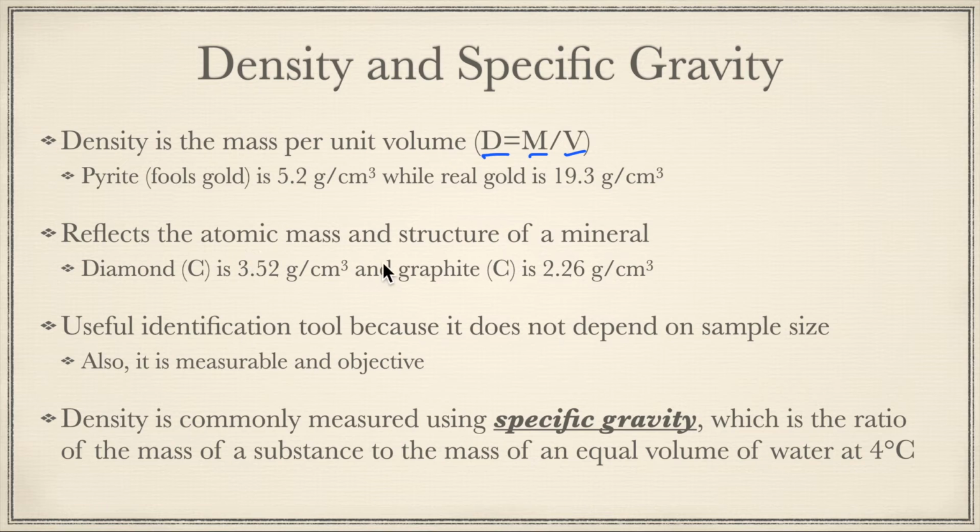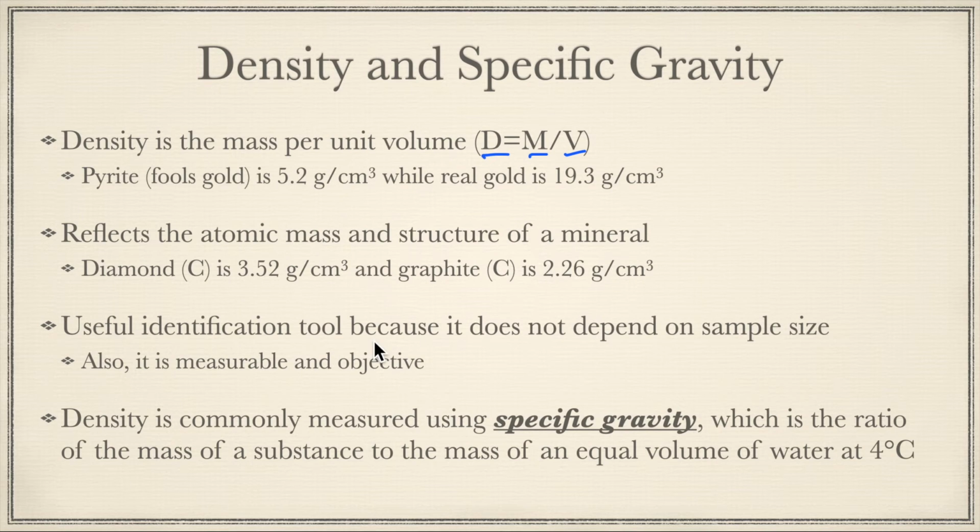The density reflects the atomic mass and the structure of a mineral. So for example, diamond, which is pure carbon, is 3.52 grams per cubic centimeter, and graphite, which is also pure carbon, is 2.26 grams per cubic centimeter. So it's not just the elements involved, it's the elements and how they are arranged in the structure, because both of these are pure carbon, but the graphite is less dense than the diamond.